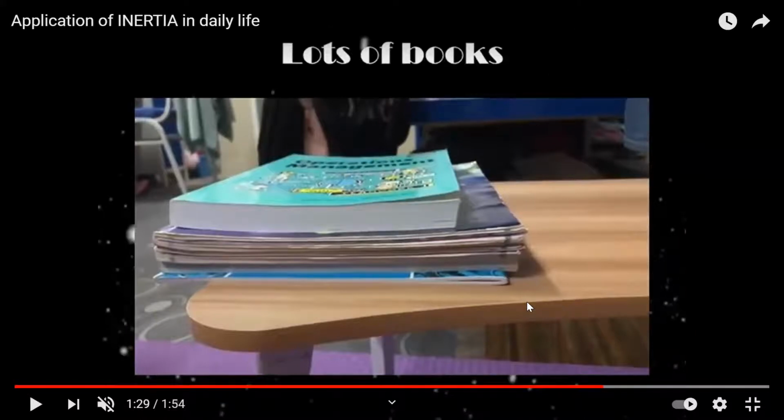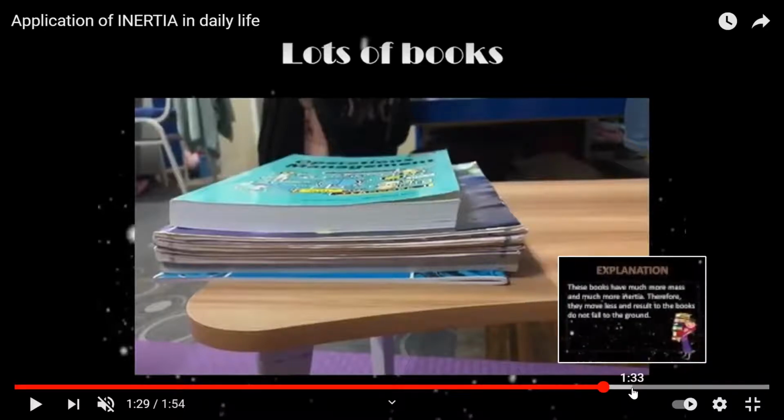Why did this happen? So why was this experiment successful with a lot of books, Sidra? And why wasn't it successful when we used one book? Because it had more mass, there was more inertia. Very good. So these books have more mass and therefore greater inertia, whereas that one notebook had less mass and therefore inertia is less, because greater the mass, greater the inertia. Less the mass, less the inertia. Okay? That's why.